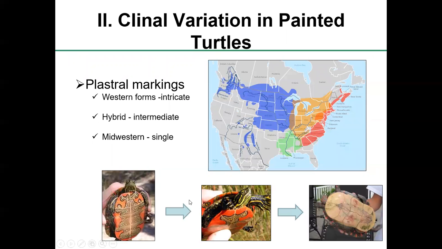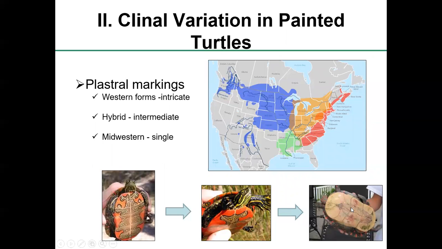So let's take a look at real life examples. Here we have the plastral markings of our painted turtle. Western forms have a very intricate pattern on their plastron. You can see that these areas of pigmentation extend well onto the edges of the plastron, whereas our Eastern painted turtle or Midland painted turtle have this area of pigmentation restricted along the midline of the plastron.